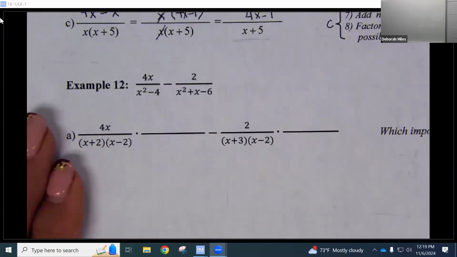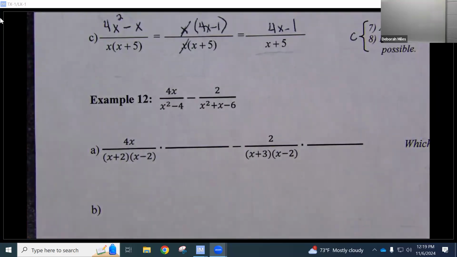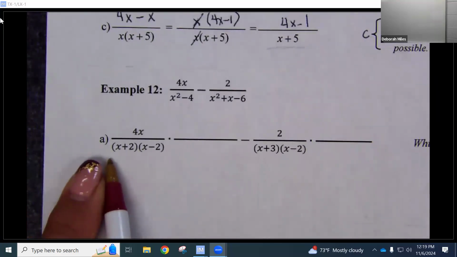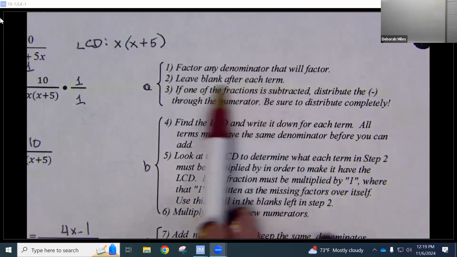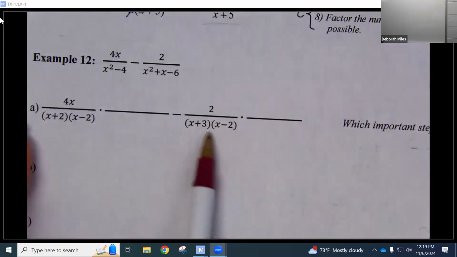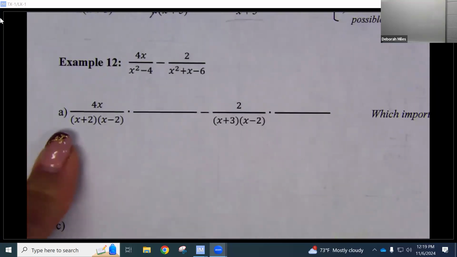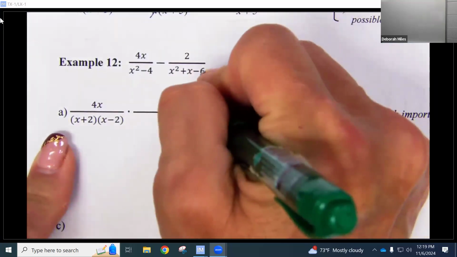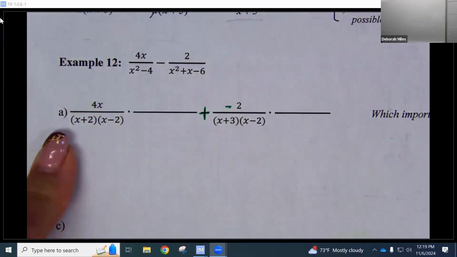One more example, because this is the hardest thing we have to do today. Step A had 3 parts. Factor the denominator that will factor, leave a blank after each term. If one of the fractions is subtracted, distribute the negative through the numerator. What did I not do here? What important step did I forget? If I don't put that negative in the numerator, I'm going to forget to distribute it completely.